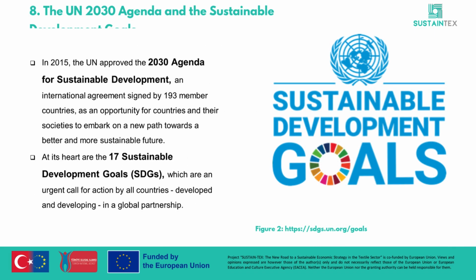The UN 2030 Agenda and the Sustainable Development Goals. In 2015, the UN approved the 2030 Agenda for Sustainable Development, an international agreement signed by 193 member countries, as an opportunity for the countries and their societies to embark on a new path towards a better and more sustainable future. At its heart are the 17 Sustainable Development Goals, SDGs, which are an urgent call for action by all countries, developed and developing, in a global partnership.